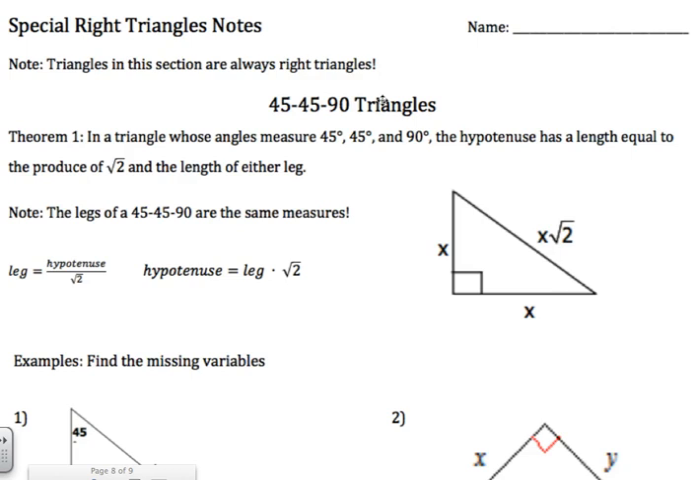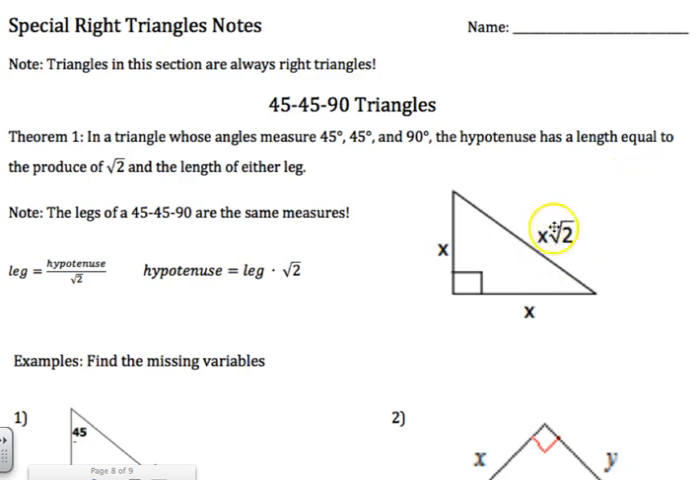So Theorem 1: in a triangle whose angles measure 45, 45, and 90, the hypotenuse has a length equal to the product of, I should say product, not produce, of square root of 2 and the length of either of the legs. So what that means is if you know the legs, you tack on a square root of 2 to find the hypotenuse.